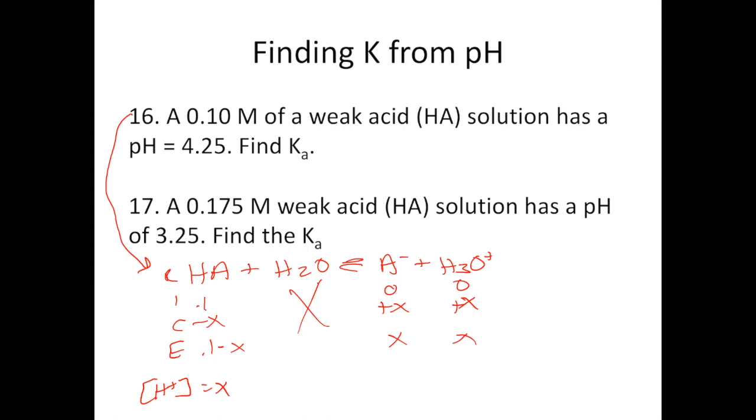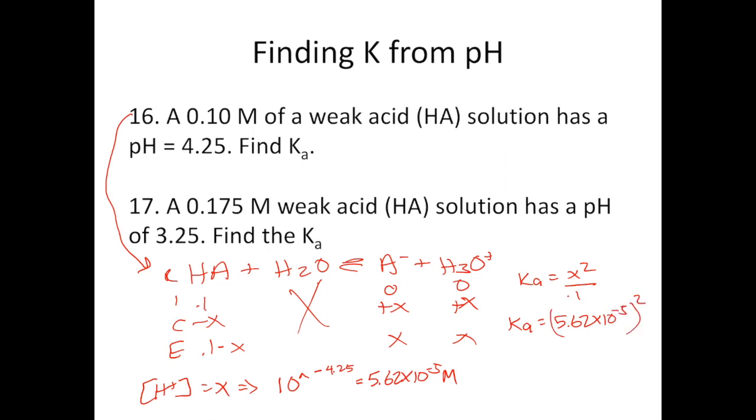All right. So I need to find what x is. Remember that H+ is equal to x. And if I want to find H+ from my pH, I'm going to take the inverse log, which is 10 to the, right? And then you take 10 to the minus 4.25. And that's going to give me x. So that's 5.62 times 10 to the minus 5. So that's my x. So now I know that Ka is equal to x squared over 0.1.